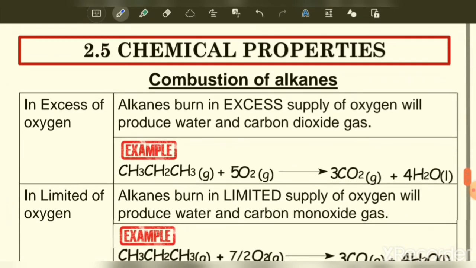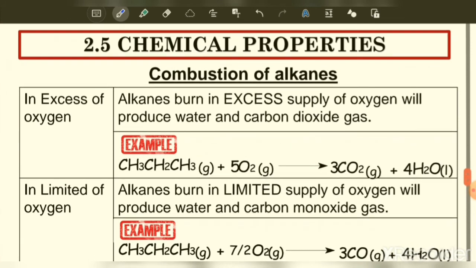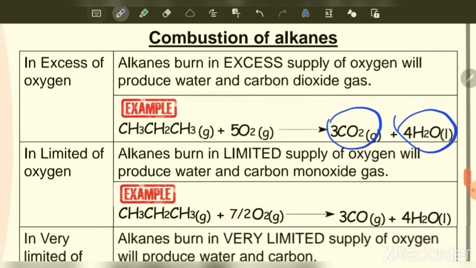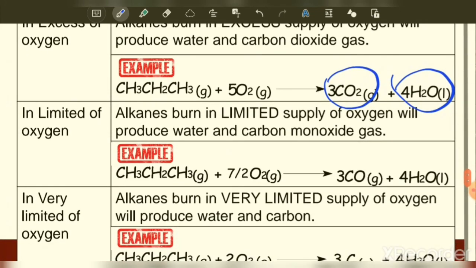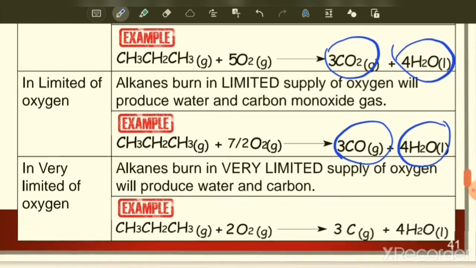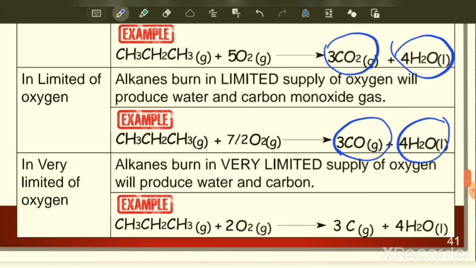So we go to the chemical properties of alkane. First, alkane has no functional group, so it is mostly unreactive. Alkane can undergo combustion. For combustion of alkane in excess oxygen, it will produce carbon dioxide and water. If alkane burns in limited supply of oxygen, it will produce carbon monoxide and water. Remember, carbon monoxide is a dangerous gas. It is colorless and odorless. And then, if the alkane burns in very limited supply of oxygen, it will produce carbon and water.